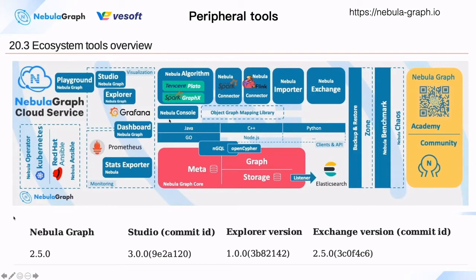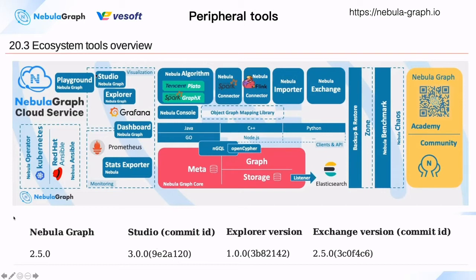And regarding the visualization tooling, previously we only had one tool named Nebula Studio. And now with this release, we come to version 3.0. And the other exciting news is that we finally open sourced this tool. So feel free to check out the GitHub repo, and it comes with the same license as the core.